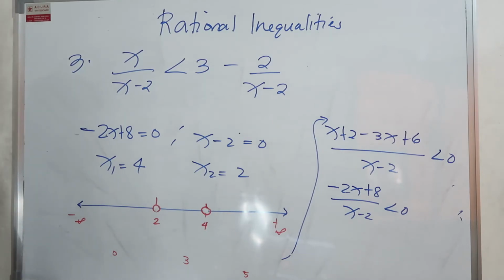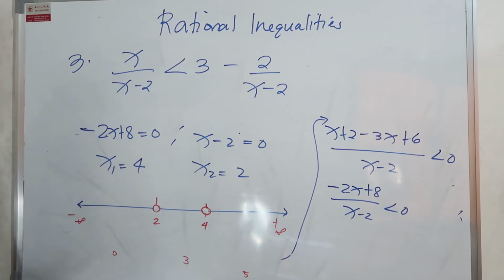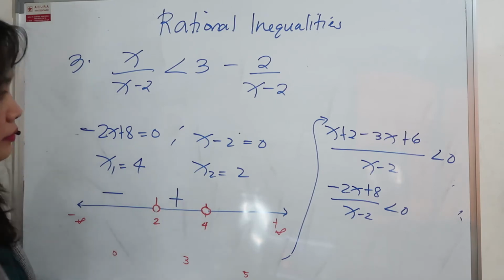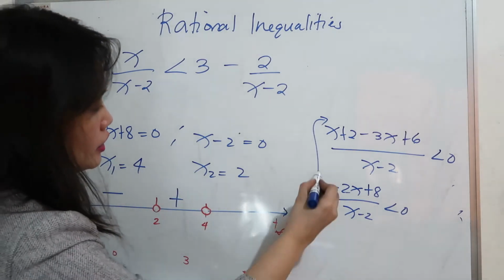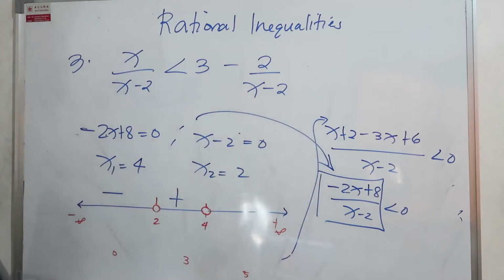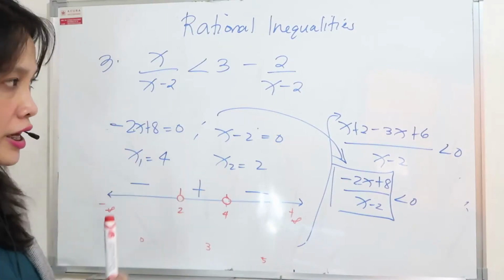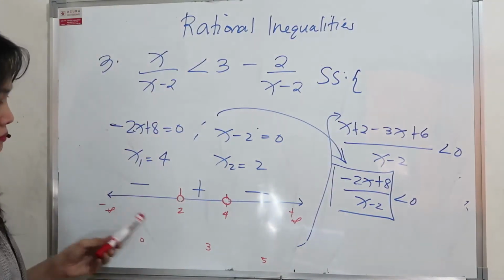So what will be the sign of the first interval? Negative. Next. Second interval. Positive. Next. We need to substitute here, because all your values came from this. Okay. Next. Third interval. Negative sign. Okay. So therefore, your solution set will be what?